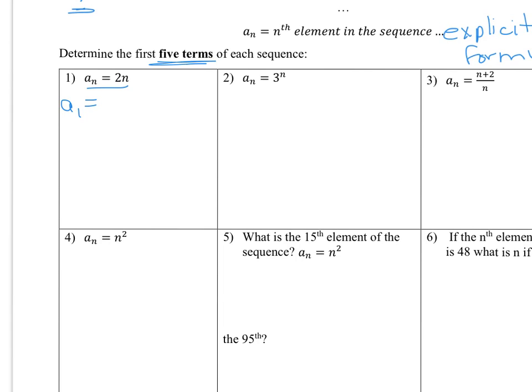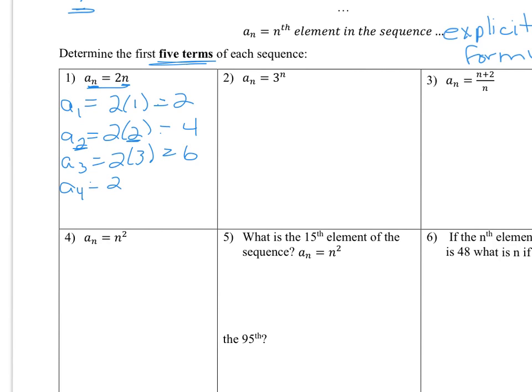So I need the first one. That would be n is 1, so it would be 2 times 1, or 2. A sub 2 would be 2 times 2, okay, because this n and this n here have to match. N is n, so that's what we plug in. So A sub 3, 2 times 3, and so on. A sub 4, 2 times 4, and A sub 5 is 2 times 5. Those are the first 5 terms of the sequence.